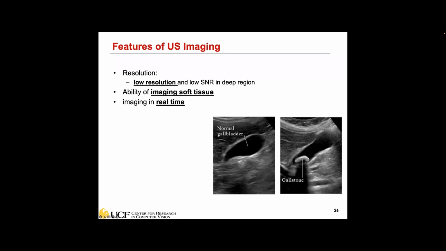So here is an ultrasound image example of a normal gallbladder. And this one is able to detect a gallstone here, which shows this very bright region because of the high density of the stone.